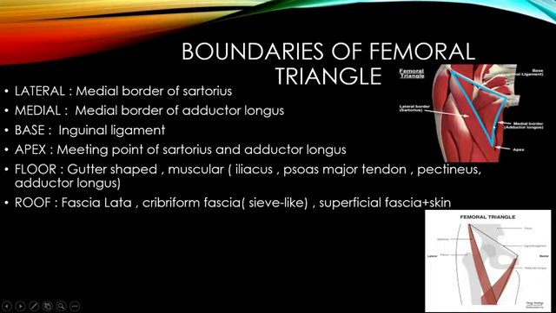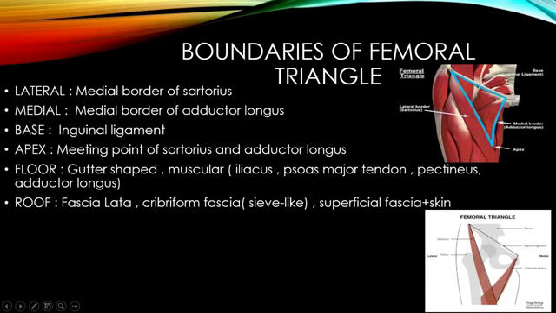And the medial boundary of the femoral triangle is made up by the medial border of the adductor longus muscle. So this whole muscle is the adductor longus muscle, and this is its medial border, which is the medial boundary of the femoral triangle. And then we have the base of the femoral triangle. As mentioned before, it is made up of the inguinal ligament. And then we have the apex, which is formed by the meeting point of the sartorius muscle and the adductor longus muscle.